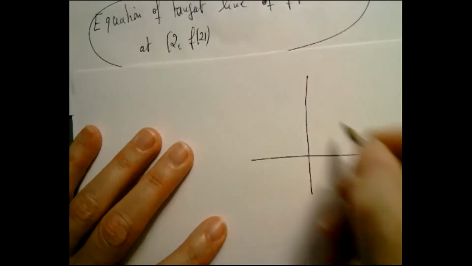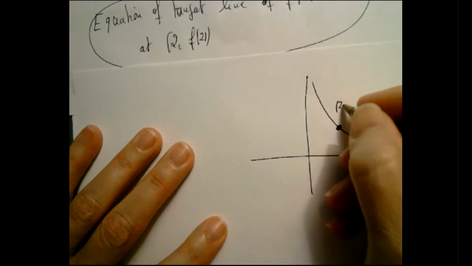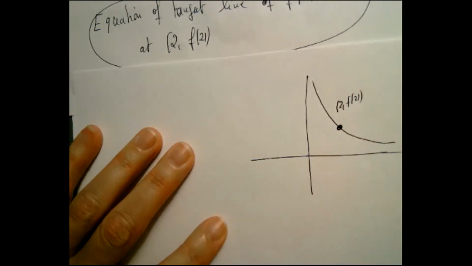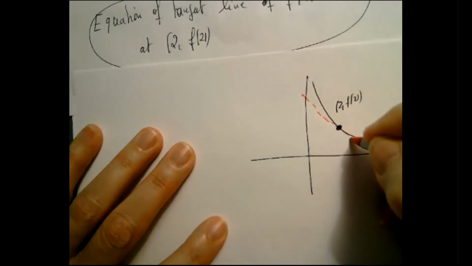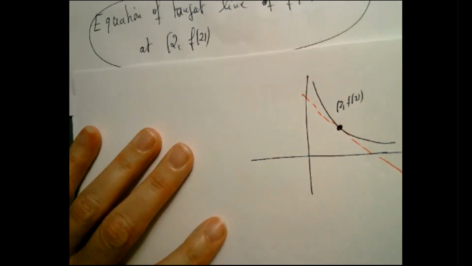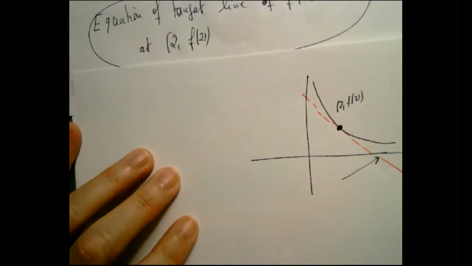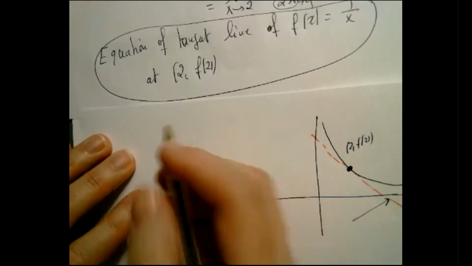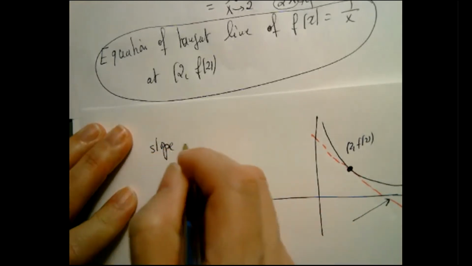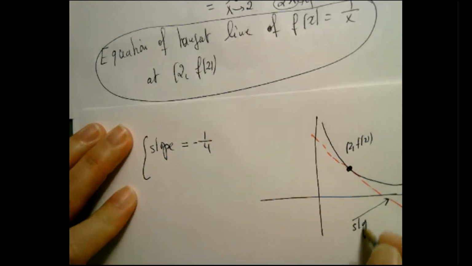So this is my function. This is the point P, and this is my tangent line. And the question is, I want to find the equation of this tangent line. All right. So how to find the equation of the tangent? We know the slope. Based on our previous work, the slope is minus 1 over 4.